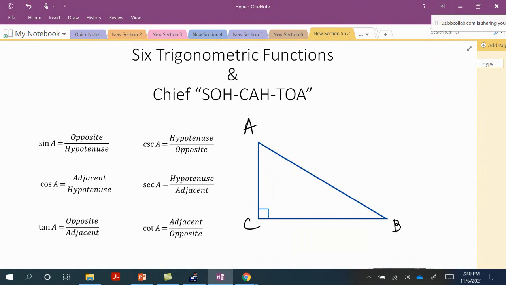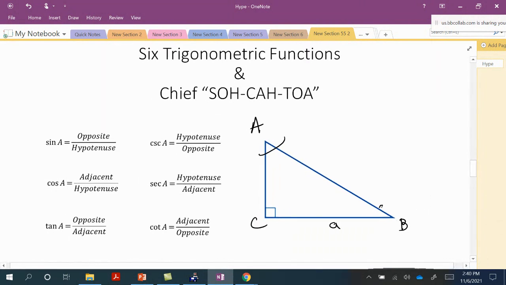So if we take a look at angle A, notice that the side opposite angle A is side length a, and I'm going to denote that with a lowercase a. Now we'll take a look at angle B. The side that's opposite angle B is side length b, and I'm going to denote that with the lowercase b. And then lastly, we have our right angle, which is angle C. So the side opposite angle C is side length c, which is our hypotenuse.